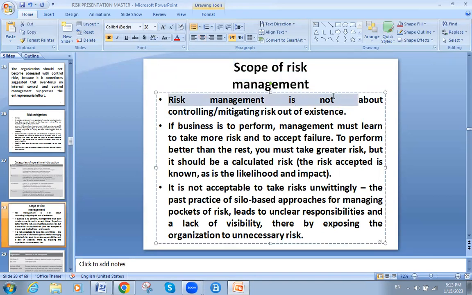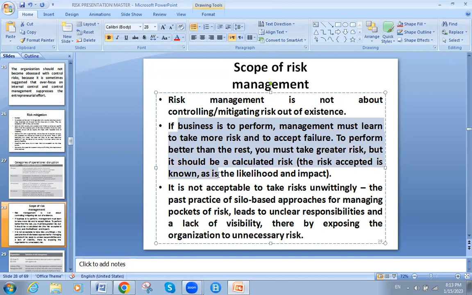Risk management is not about controlling or mitigating risk out of existence. But it's not only the point that risk management is dealing only with the risk. If business is to perform, management must learn to make more risk and to accept failure, to perform better than the rest. So it's not only a one trial to reduce the risk and that's it. You must take greater risk, but it should be calculated risk.